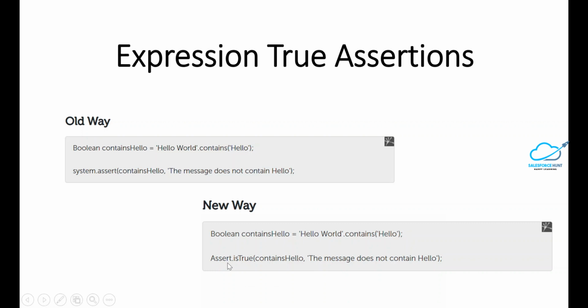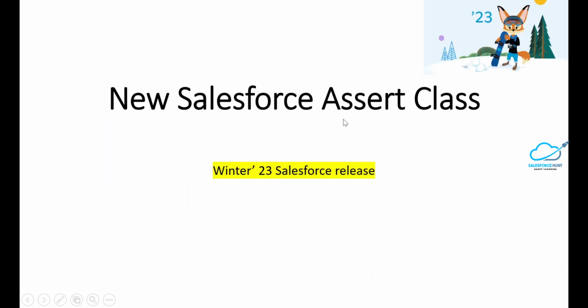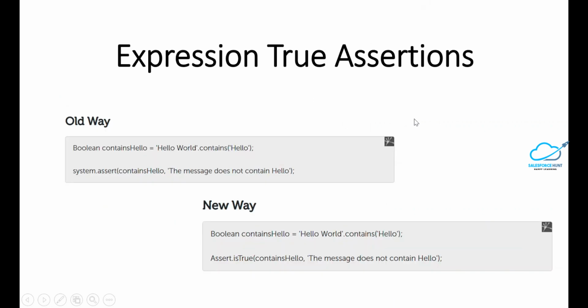Before that, the Winter '23 release is new and has many static methods that provide assertions within the Apex test class or test code. It was created so developers can write clearer and more maintainable test classes. Let's look at some examples to compare and contrast. This is the one way. Here this is the true assertion. Let me show you how to use that.